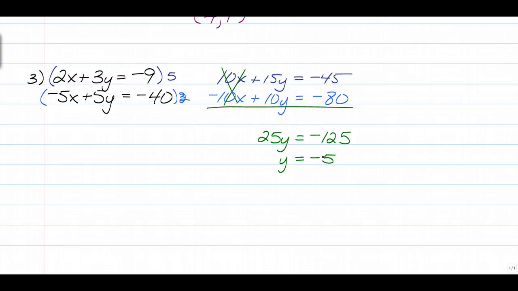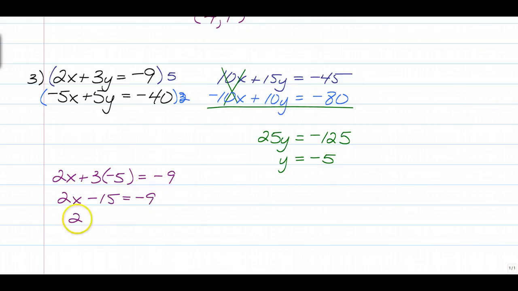So, last step, take your negative 5 and substitute it back into a y from one of the original two equations. So 2x plus 3 times our negative 5 for our y value is equal to a negative 9. And 2x minus 15 equals a negative 9. Add 15 to both sides. That gives us 2x is equal to 6. So x is equal to 3. So our answer to our last system is 3 comma negative 5.